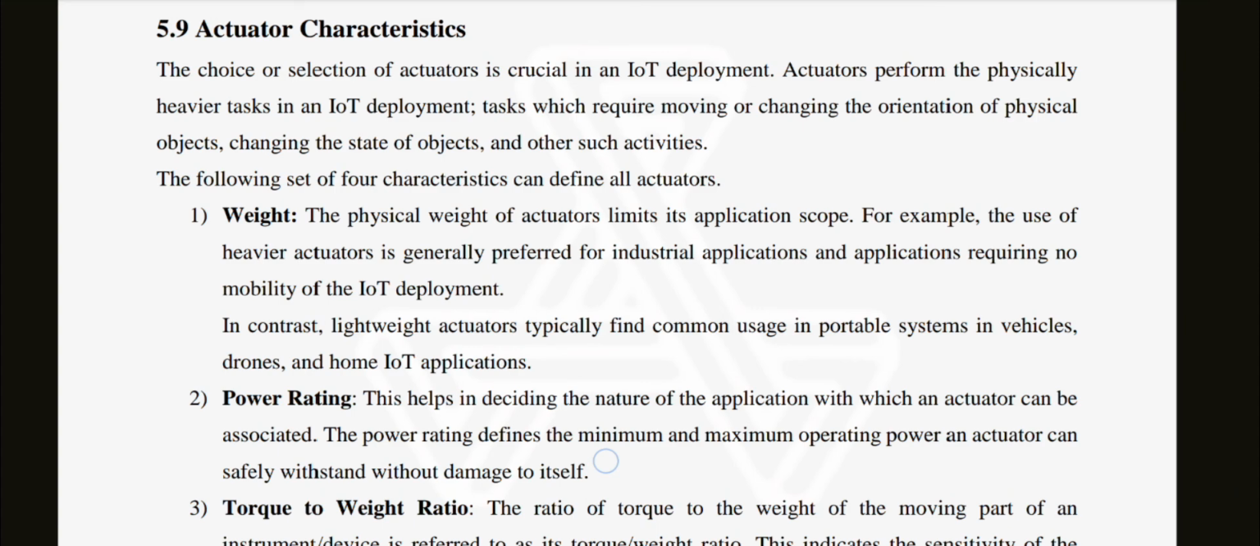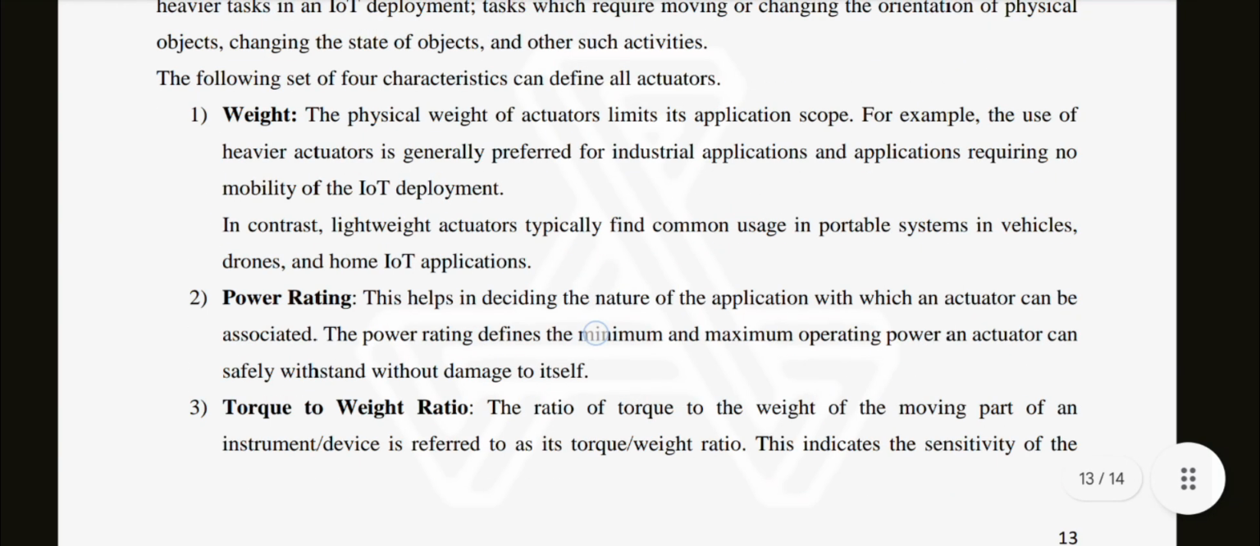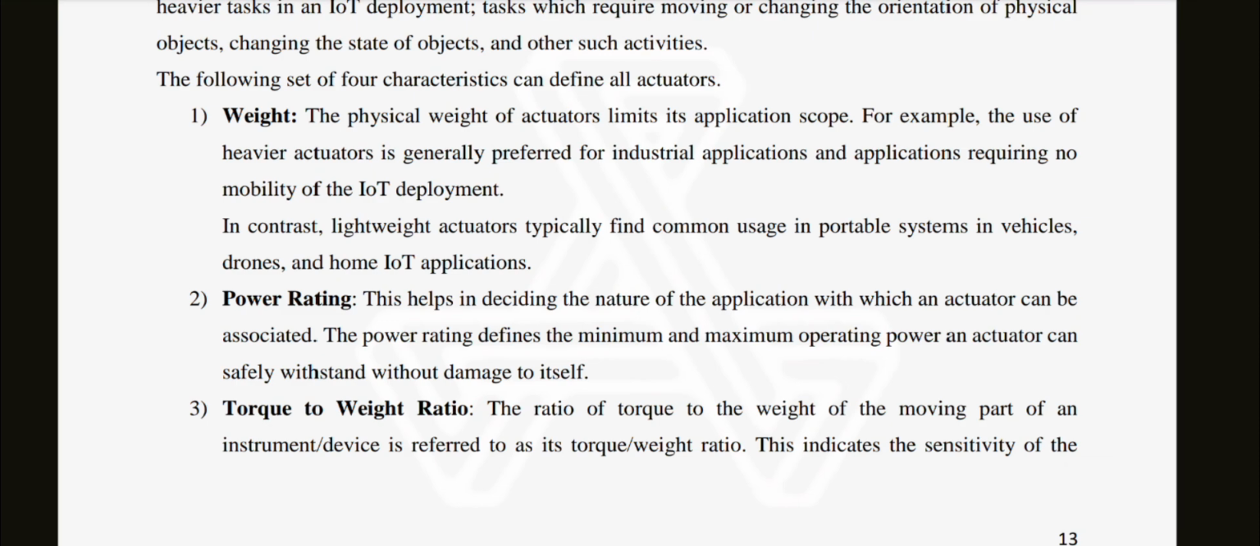Power rating. This helps in deciding the nature of the application with which an actuator can be associated. The power rating defines the minimum and maximum operating power an actuator can safely withstand without damage to itself.